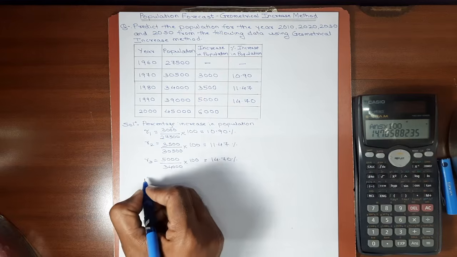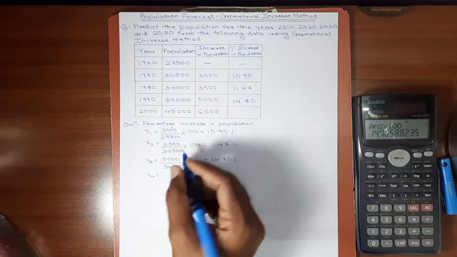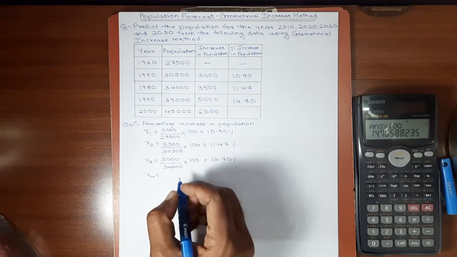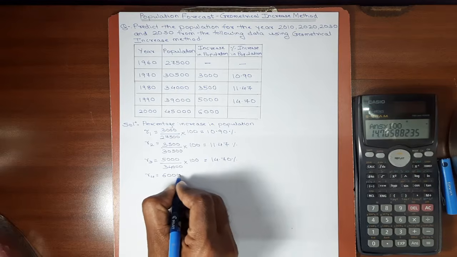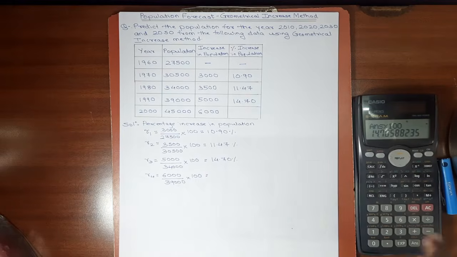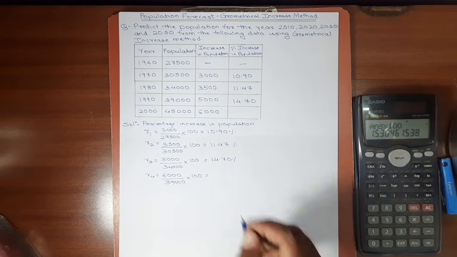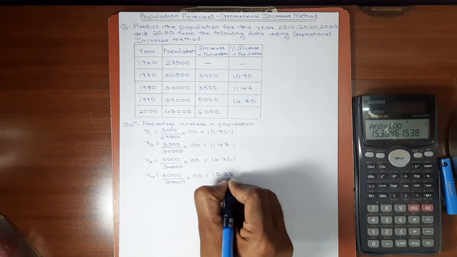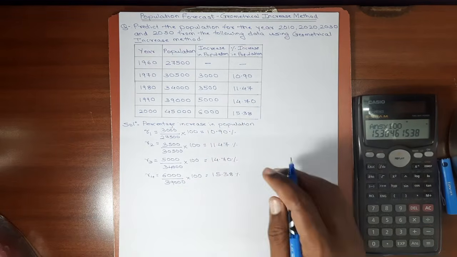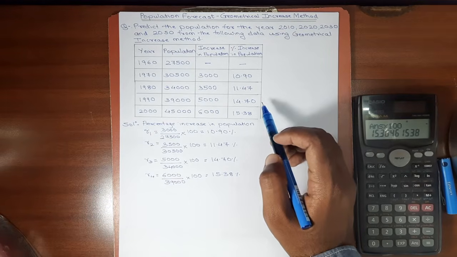The last value will be R4, and it is calculated by using 6000 divided by 39,000 into 100, which gives 15.38%. So now we have the percentage increase in population.